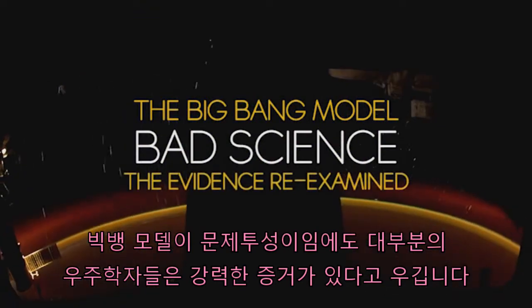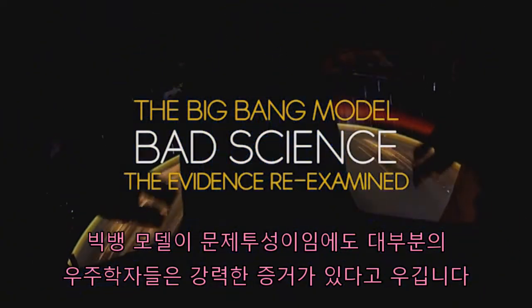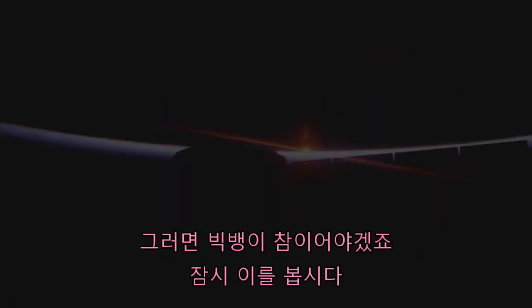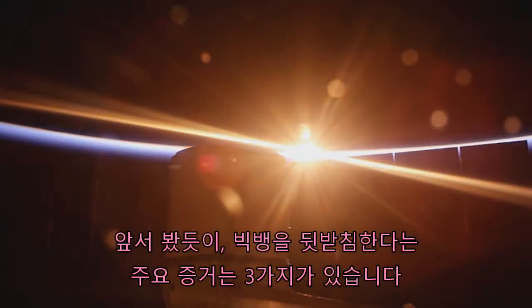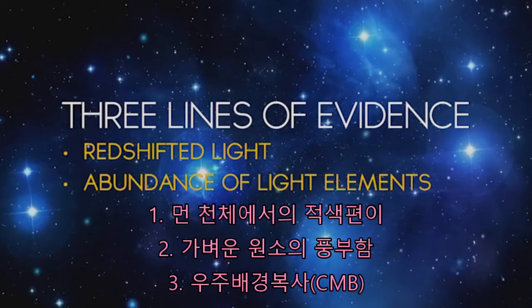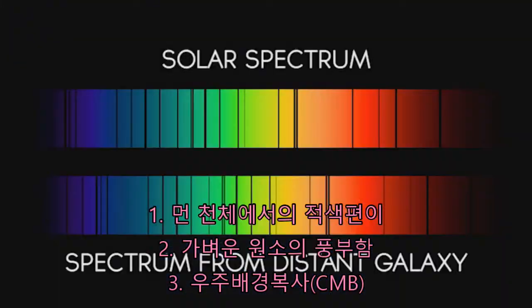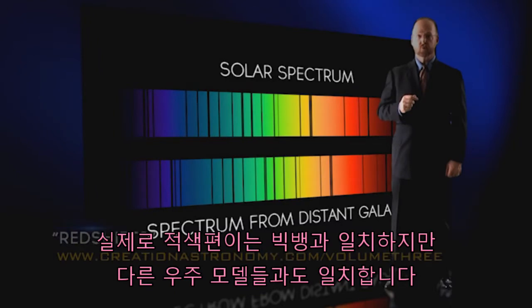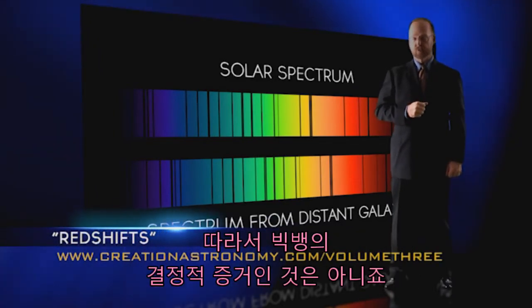Despite all of the problems with the Big Bang model, most secular cosmologists still insist that there's strong evidence for it, so it must be true. Let's talk about that for just a moment. As we saw earlier, there are three primary lines of evidence that are claimed to support the Big Bang: redshifts of distant objects, the abundance of light elements, and the CMB, or cosmic microwave background. Redshifts are indeed consistent with the Big Bang model, but they're also consistent with other cosmological models too, so they don't require the Big Bang to be true.